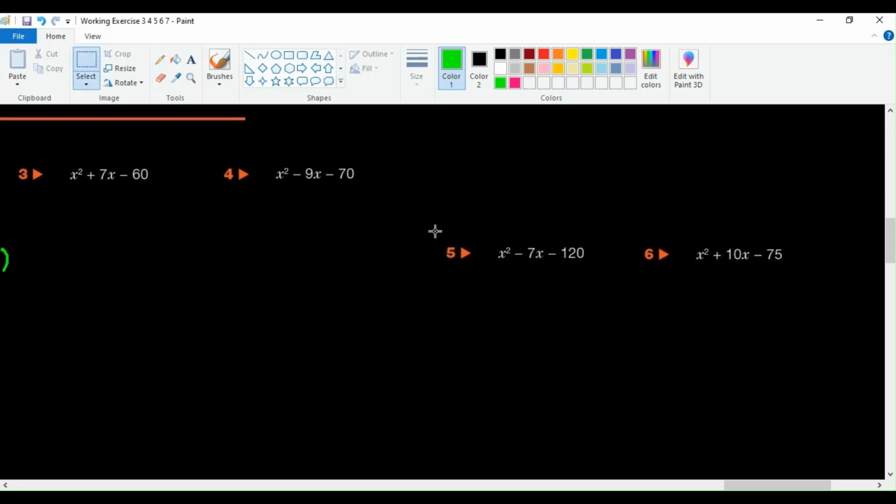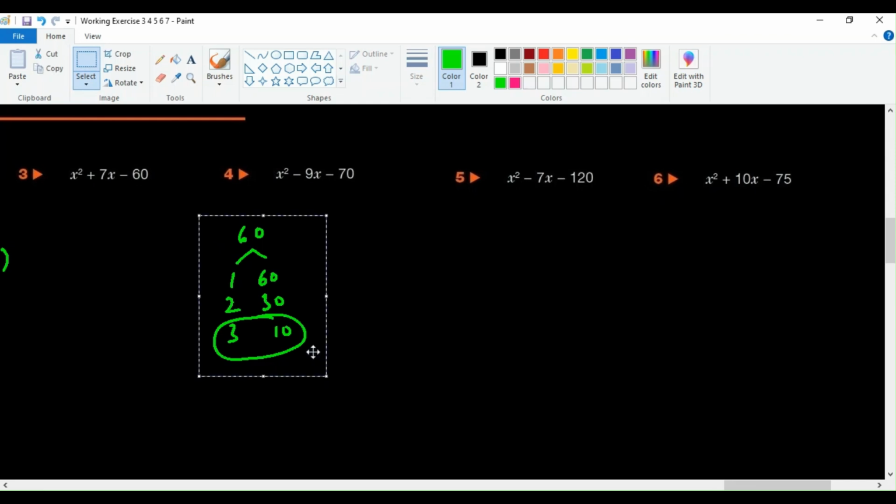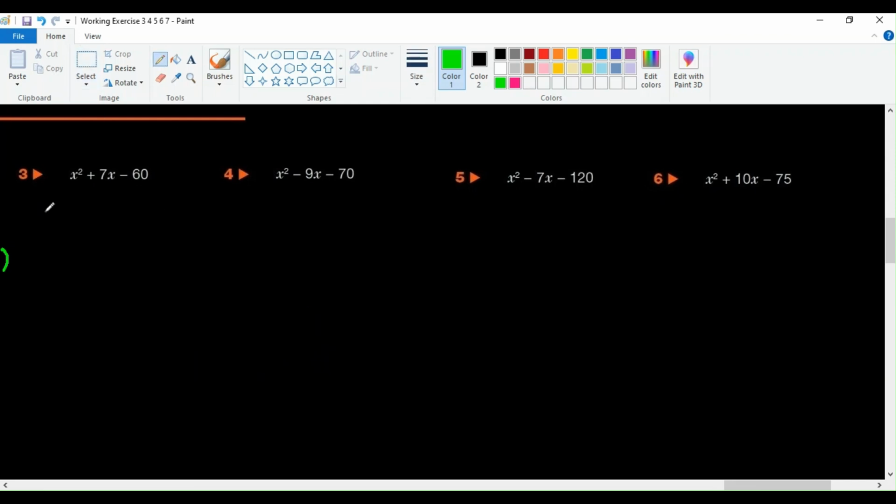I will drag this little up and see how do we do this. So factors of 60 are 1 times 60, 2 times 30, 3 times 10. So 10 minus 3 gives us a 7. So 10 and 3 are two factors. I will write this one as it is, no change, and minus 60 like this, and plus 10x and minus 3x gives us a plus 7.